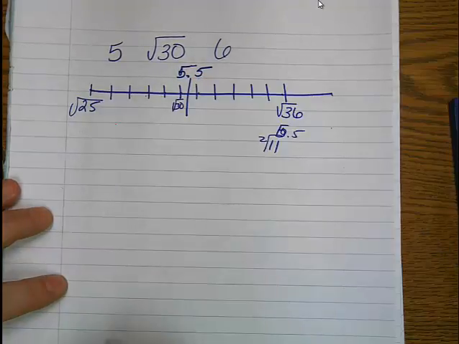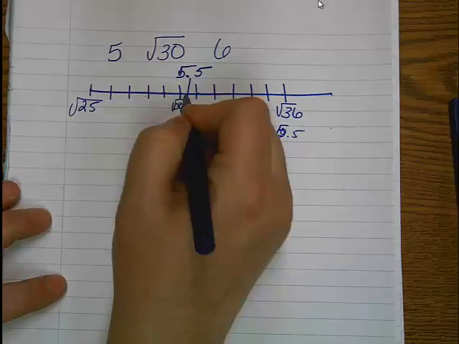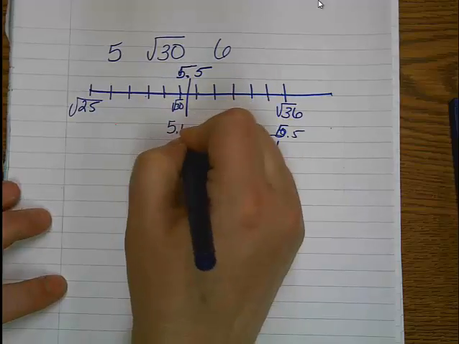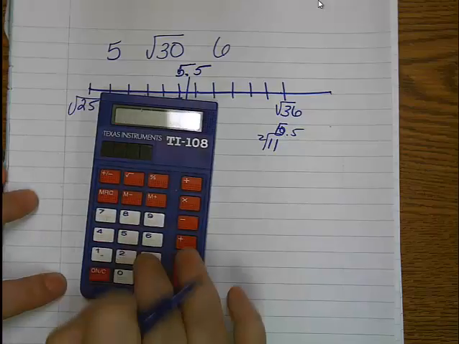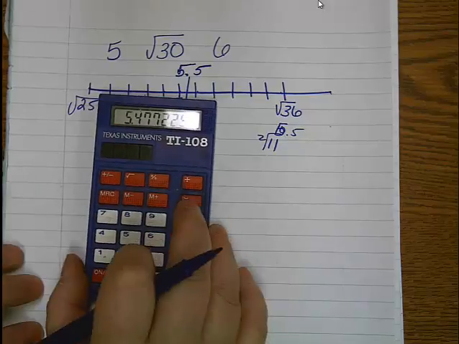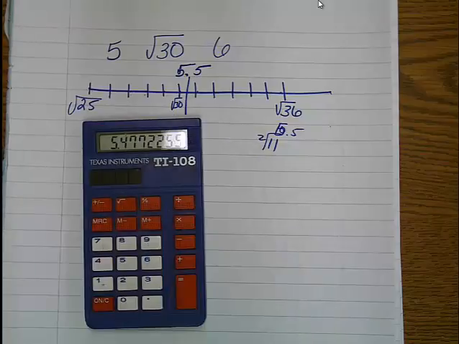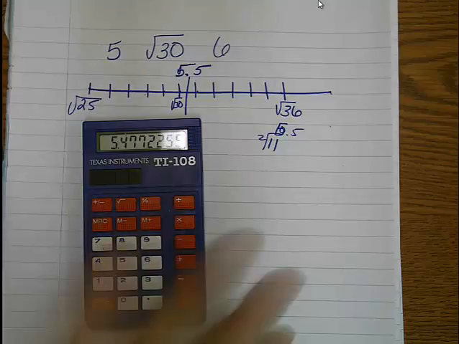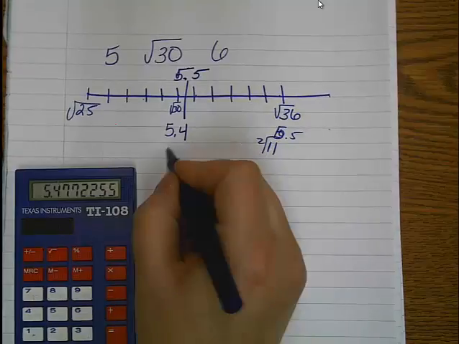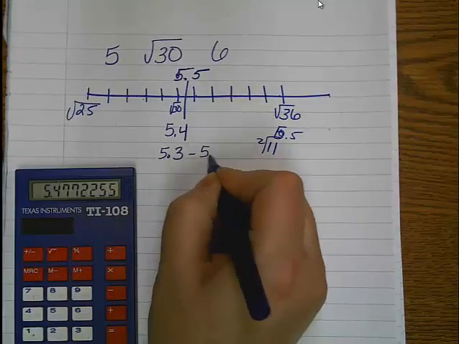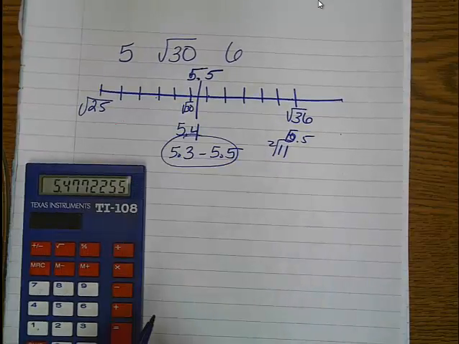So what do you think that is? Since it's so close, I would say that would be 5.4. Let's see. 5.47, so 5.4 would work. Now, I understand that your answers are going to be a little off on this because we're estimating. So that's okay. I'm going to take one above that. So if you gave me 5.3 to 5.5, I would take that answer. Any one of those.